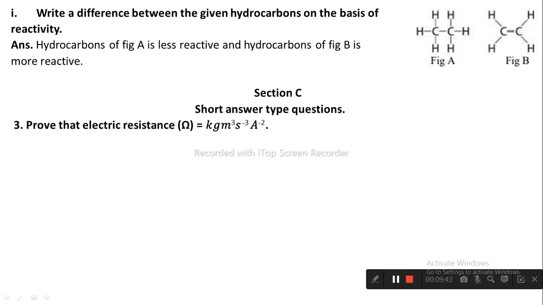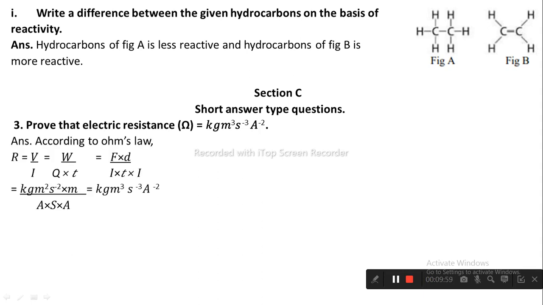Now we'll move towards section C, short answer type questions. Prove that electric resistance, ohm, equals kg meter square per second cube per ampere square. So according to Ohm's law, we know that V equals IR or R equals V by I, and V equals W by Q into T, and the formula to calculate work done is force into displacement, and the formula to calculate charge is current into time. So substituting the SI units, we will get kg meter cube per second cube per ampere square.